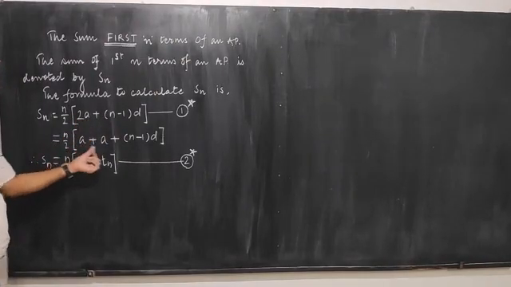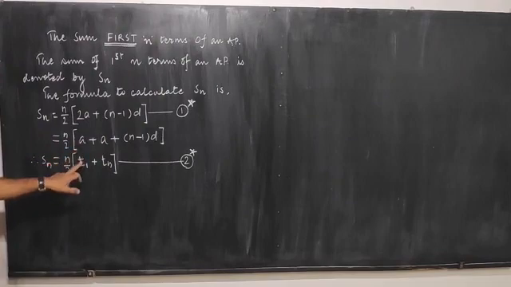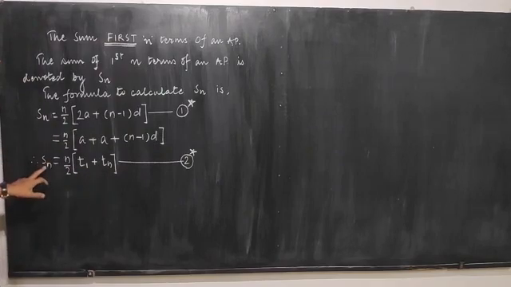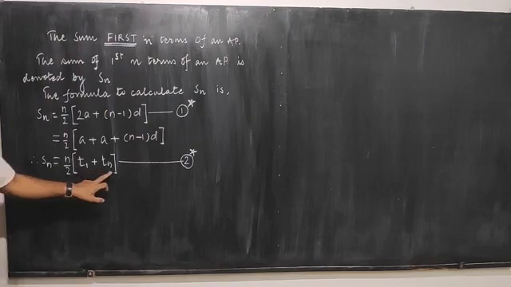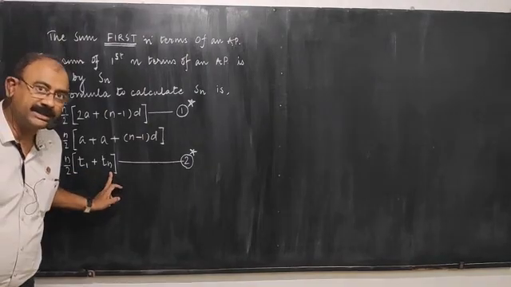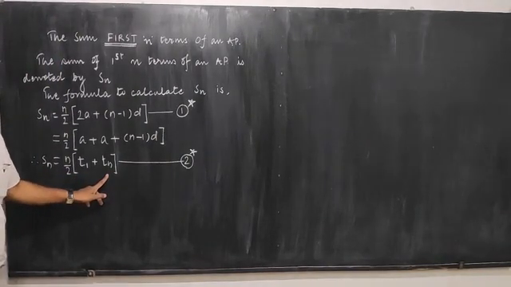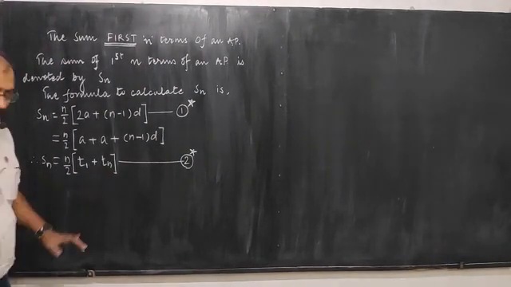Twice a can be written as a plus a, but this first a means the first term, that is t1, and a plus n minus 1 into d is tn. So Sn can also be written as n by 2 into bracket t1 plus tn. What does it mean? Sn can be calculated using the first term and the last term of an AP.